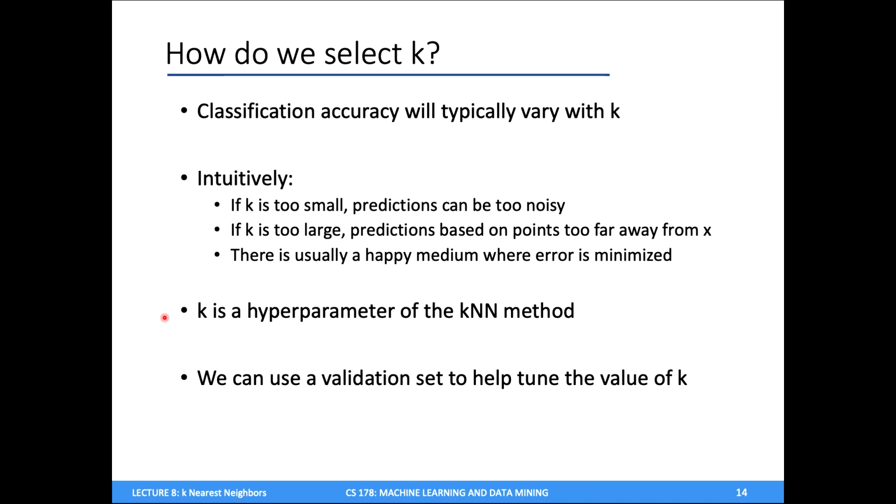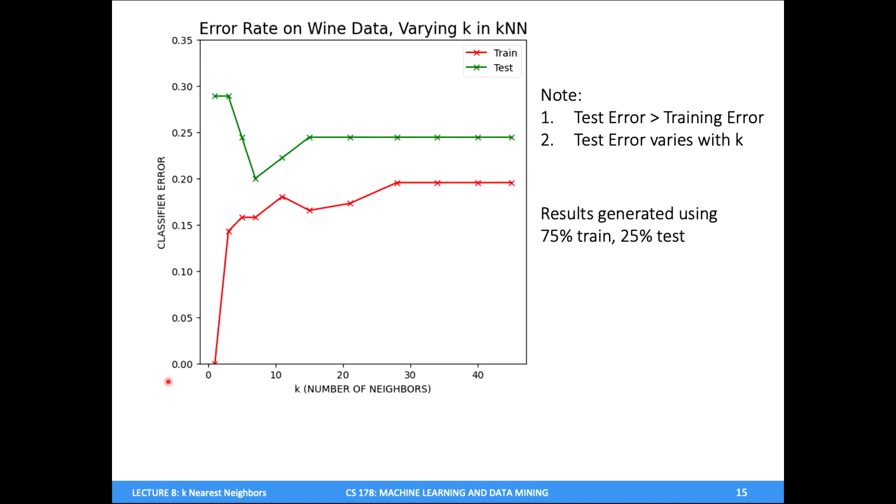Again, this value of k is a hyperparameter of the kNN model. It's something we have to choose by hand before actually fitting our algorithm. And just like any other hyperparameter, we can use this sort of train set, validation set paradigm to help us tune the value of k. Okay, so here's a short demonstration of how you actually do this.